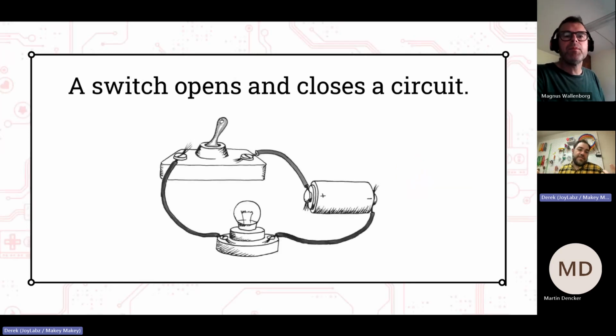And it looks something like this, where a switch can open and close a circuit. So current flows from the battery through the switch to the light bulb. And if I open that circuit, in other words, I break that circuit, the light bulb doesn't turn on. If I close the circuit or turn it on, that light bulb will turn on because the current flows from the plus side of the battery through the switch, through the light bulb, and to the negative side or ground side of the battery. Makey Makey works the same way.